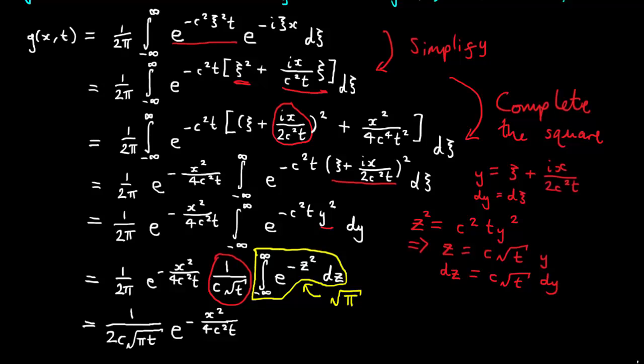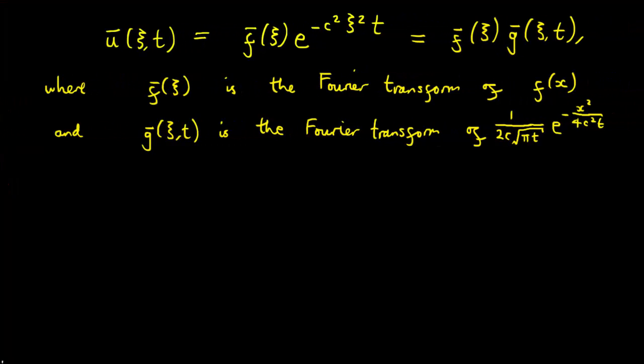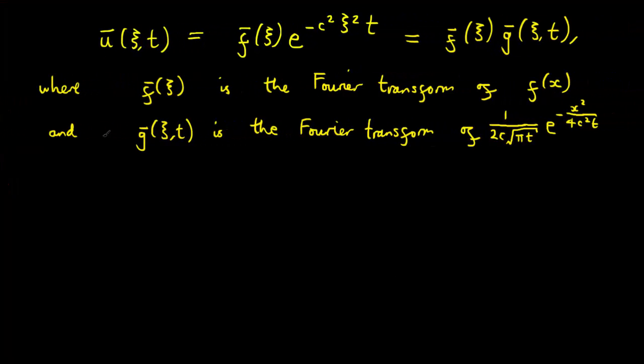Finally, let's collect together the results that we've got so far and use them to finish the problem. We've said that the Fourier transform of u can be written as the product of Fourier transforms. It's the product of f bar and g bar. And we further know what the inverse Fourier transforms of both of those functions are, because we know that the inverse Fourier transform of f bar is just the function f of x, and we also know that g bar of psi and t is the Fourier transform of the function that we've just found, so 1 over 2c root pi t e to the minus x squared over 4c squared t.